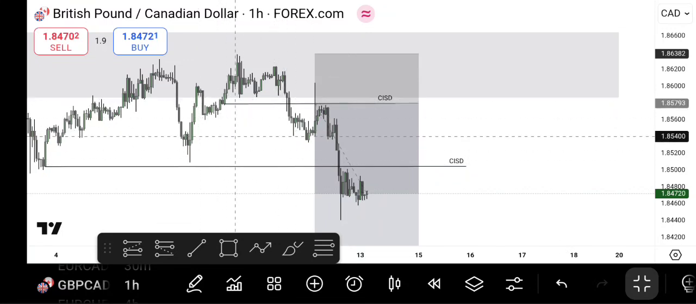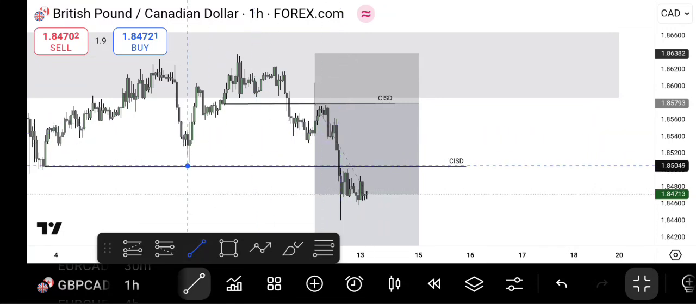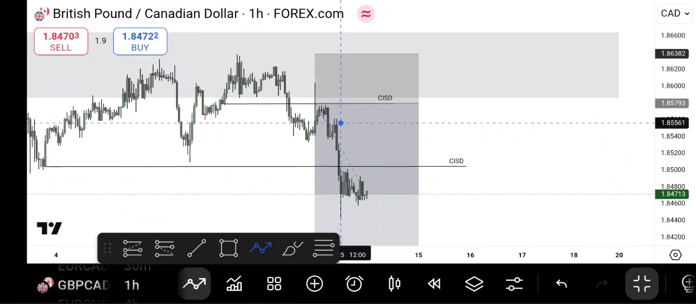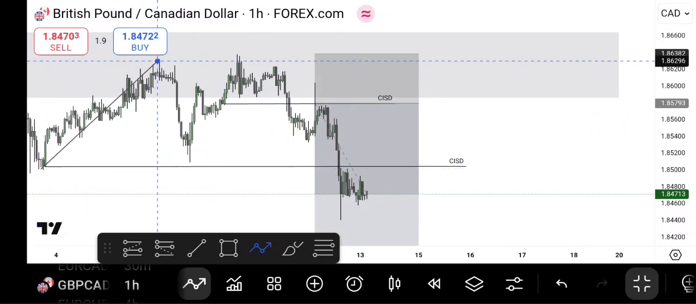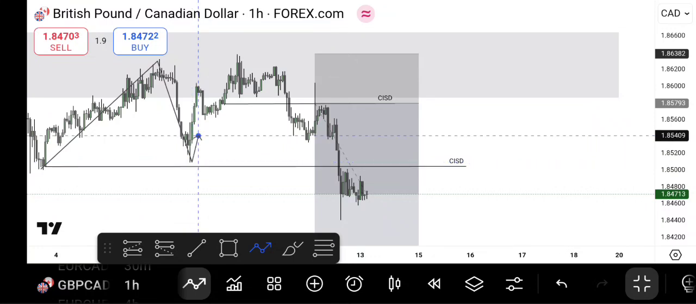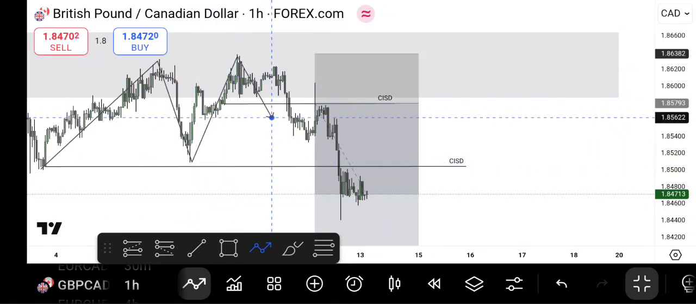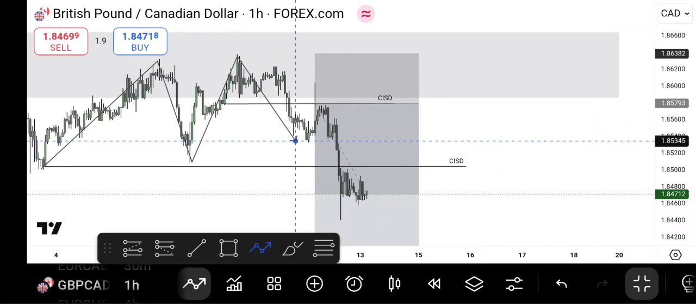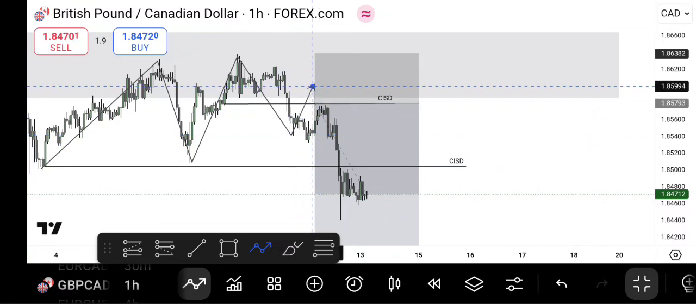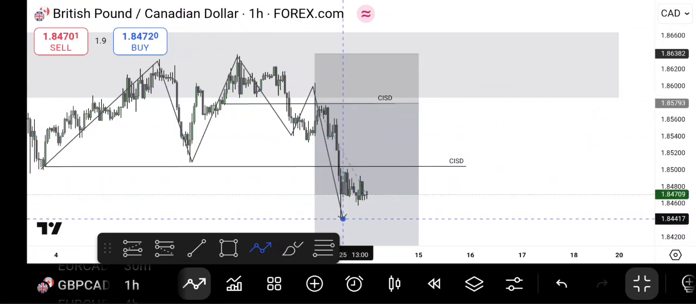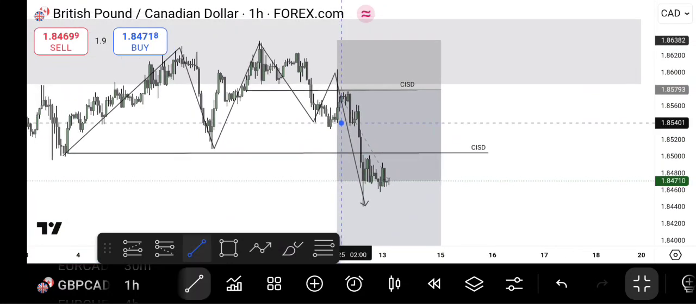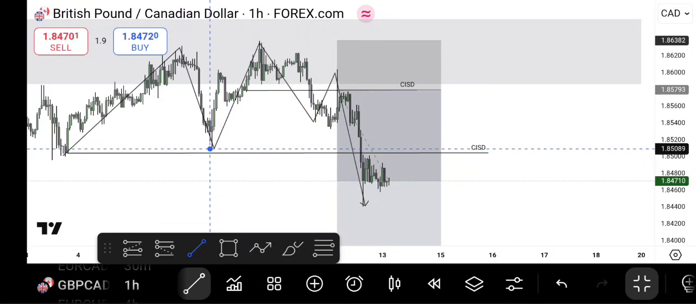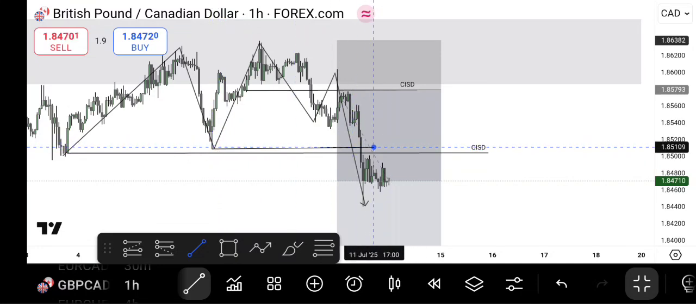But look at the market structure shift, because price was making a series of highs, lows, highs, and definitely tapped here, tapped this way, and changed character, which is also a change of direction. So here will be a market structure shift. Here is our market structure shift.